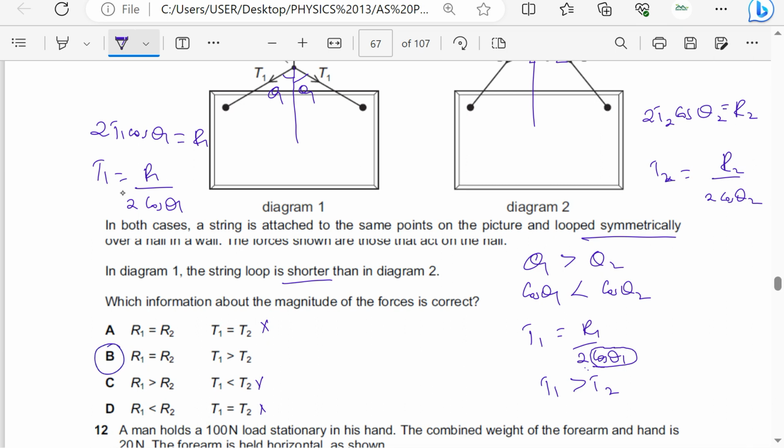That is going to be possible if R1 is equal to R2. That means if we make R1 and R2 the same, T1 will be greater than T2. If R1 is equal to R2, we just call it R. Remember, cos theta 1 is less than cos theta 2. If cos theta 1 is small and yet R is the same, it means T1 is going to be greater. So this makes it the correct answer.